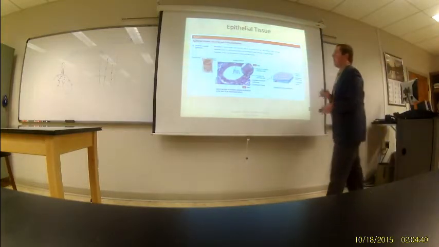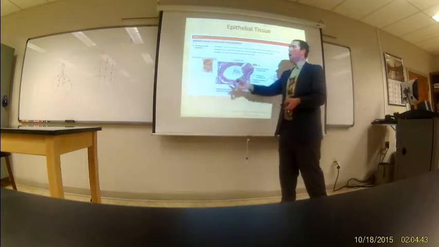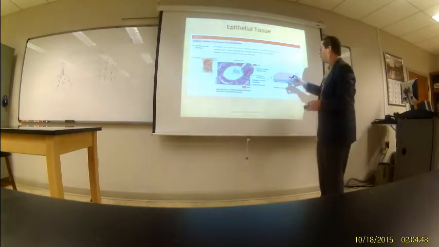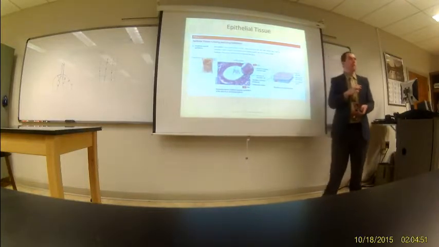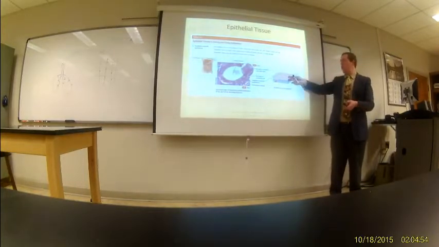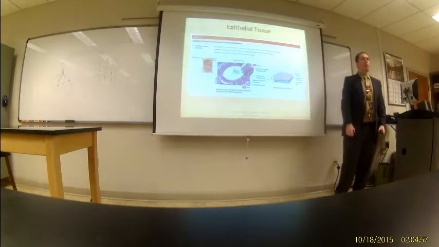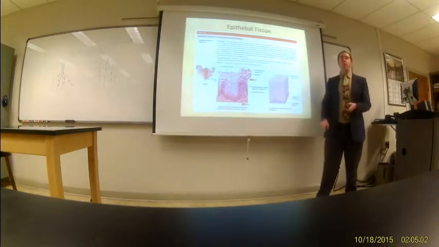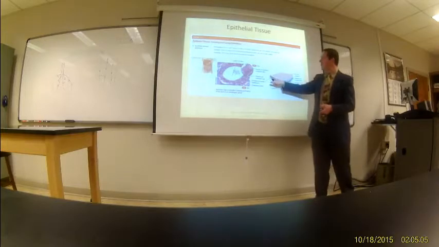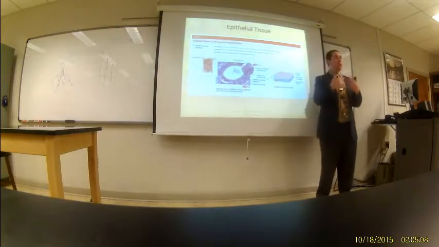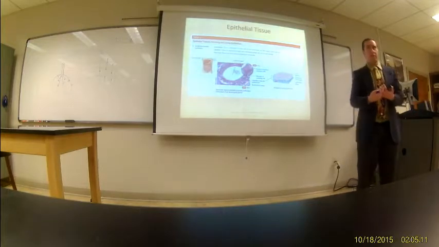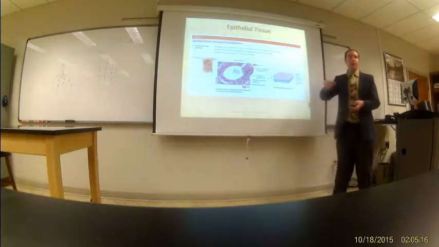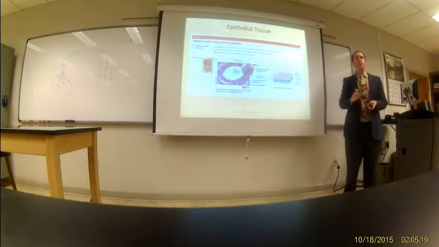Then we have stratified cuboidal. There is not a whole bunch of these in our body. Stratified cuboidal is multiple layers of cube-shaped cells, and almost all of these are only going to be two layers. You're very rarely going to see something where there's a whole bunch of layers and they're all cuboidal. Here we have two layers, but two layers is enough to make it stratified. If we have stratified and the top layer is cubed, it is a stratified cuboidal epithelium.